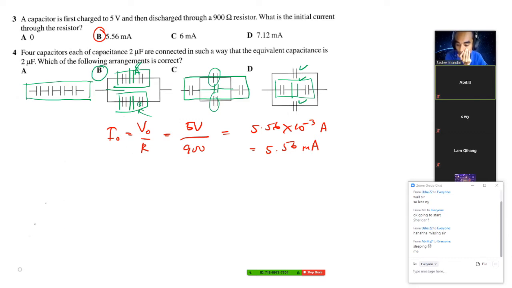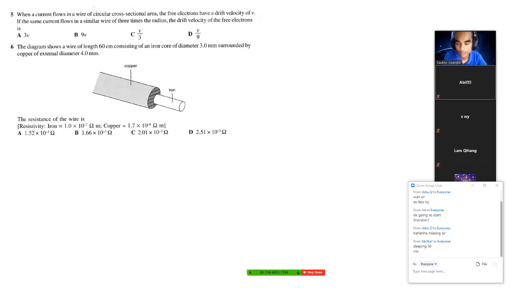Question number 4, exactly you have 2 microfarad. Anyone got that one correct for number 4? Anyone here got correct for number 4? Yes, Abi raised hand. Okay, next question is question number 5.